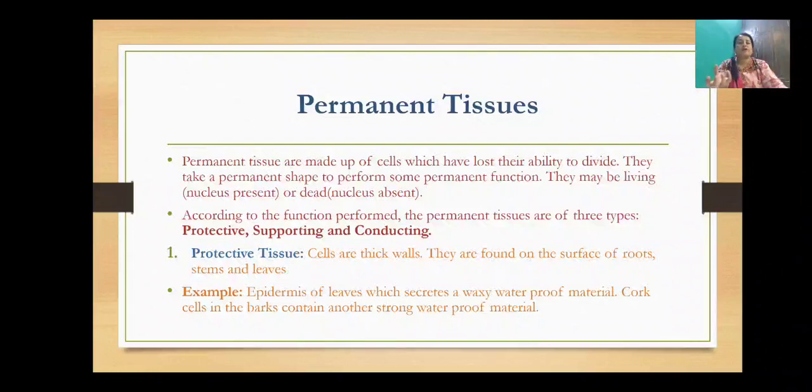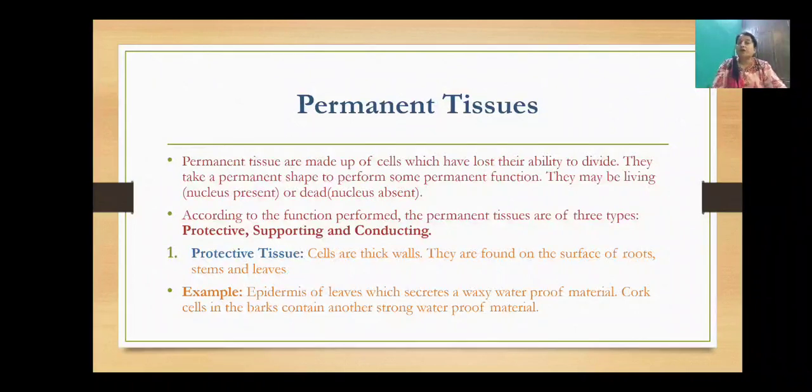The permanent tissue has lost it. They take a permanent shape. Since there is no division, no cells dividing here, they take a permanent shape to perform some permanent function. They may be living or dead. Nucleus may be present or nucleus may be absent. Now, according to the function performed, the permanent tissues are of three types, children. Please keep in mind that permanent tissue, based on function, is of three types. First is protective, second is supportive, and the third is conducting.